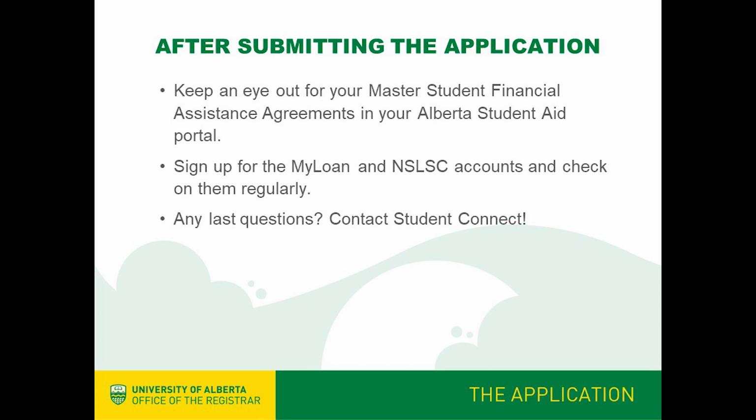After you've submitted the application, remember to keep an eye on your Alberta Student Aid portal. Right after you submit the application, you will be able to click Home on the top right-hand corner, which will take you back to that welcome screen. The inbox will be at the top of the welcome screen. The inbox on the portal is where you will find your Notice of Award letter, but also those Master Student Financial Assistance Agreement documents that you will need to complete. Keep your notification preferences up to date and don't ignore mail that comes into this inbox.